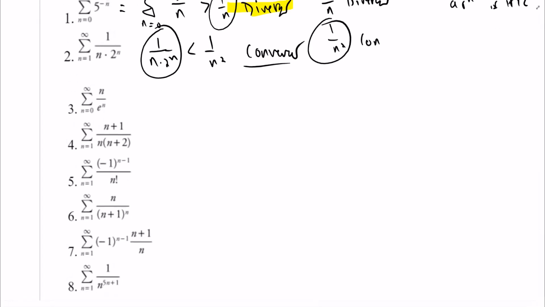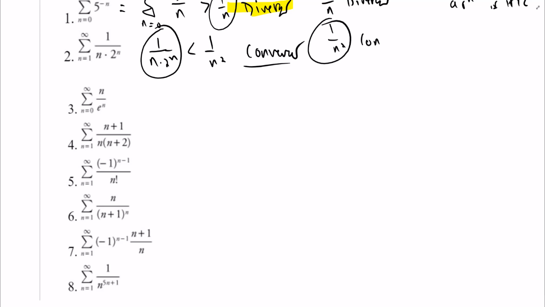Next one we have n over e to the n. Intuitively, I can see that this is probably going to converge, just because e to the n is growing much faster than n. It grows much faster than 1 over n does.